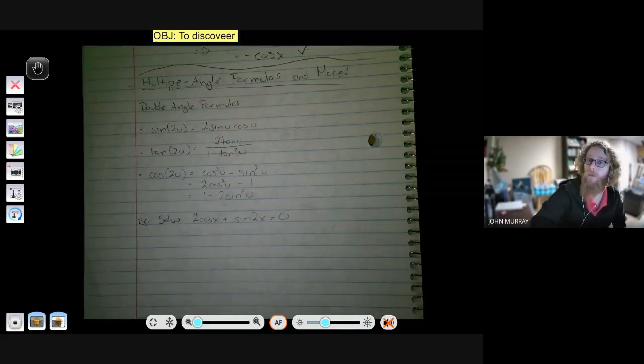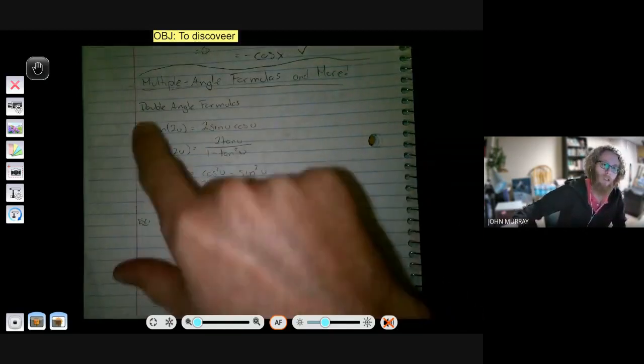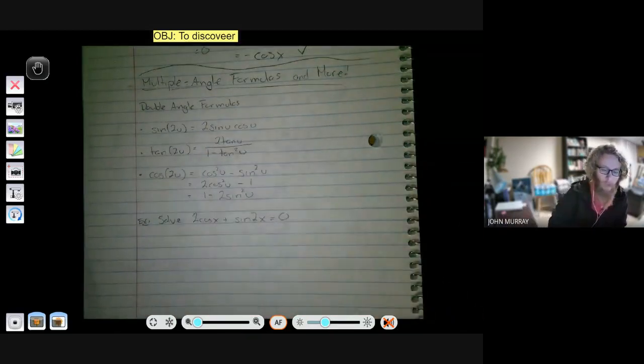So some of these are called multiple angle formulas. Some of them have different names, and we'll be going through some of these rules. Now, these rules only apply to sine, cosine, and tangent. We don't have special rules for cosecant, secant, and cotangent, so we will be just focusing on our three main trig functions for the remainder.